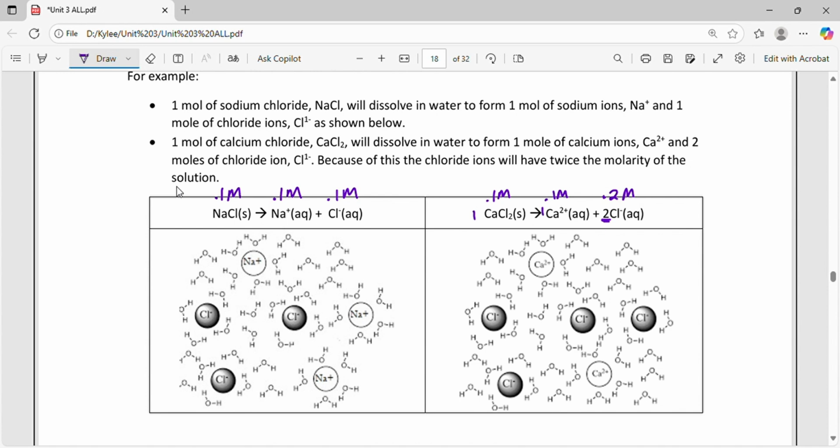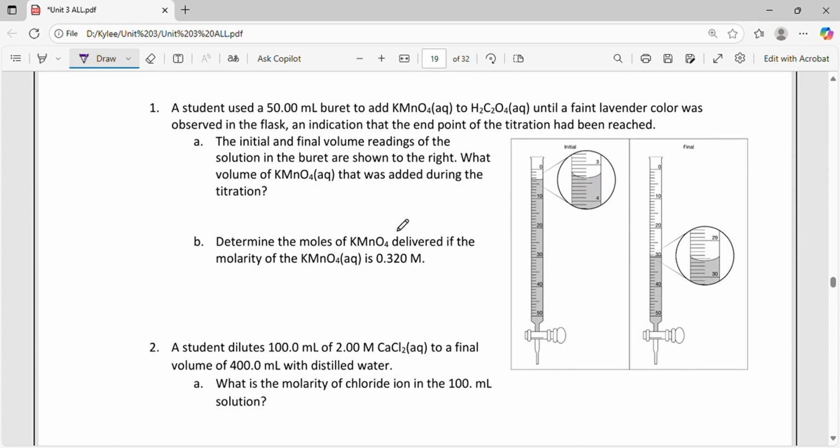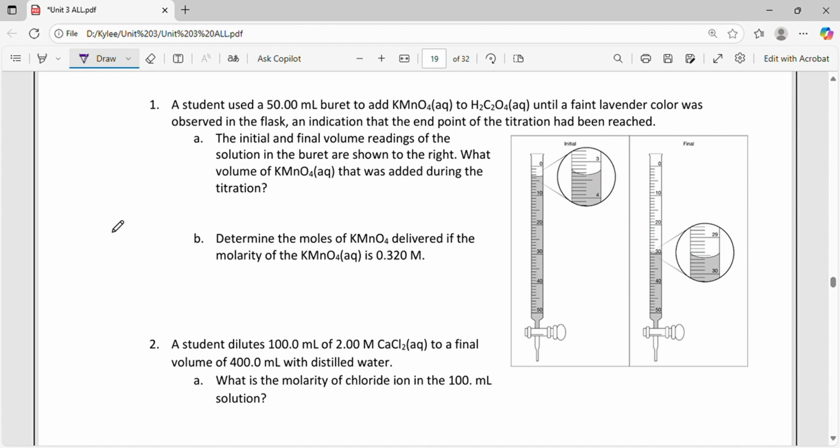So we really have to be careful when we're dealing with, specifically if they ask for the molarity of an ion in a solution, we really have to think about how does that break apart. Is it a 1-to-1 like we saw with sodium and chlorine, or is it a 1-to-2 ratio like we see with the calcium chloride? All right, so let's look at some example problems.